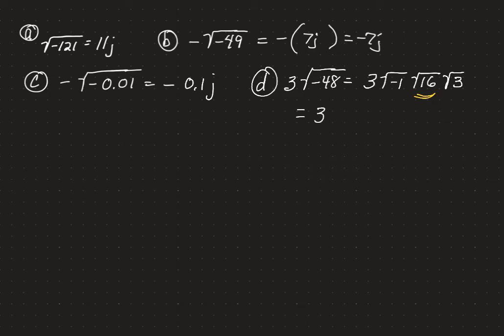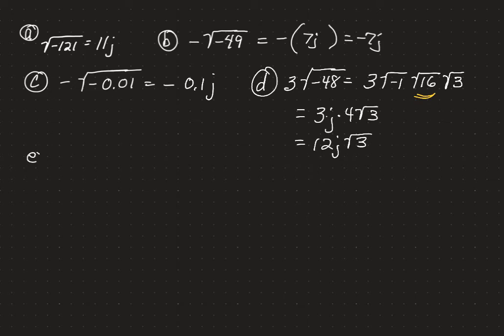3j times 4 times the square root of 3. Okay, I have actually here 3 times j times 4, so that will give me 12j followed by the radical.